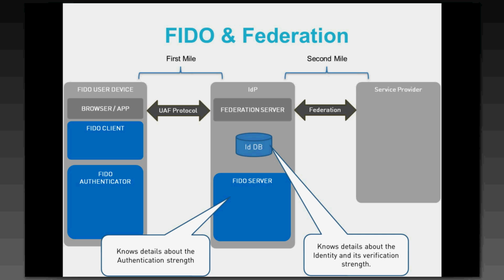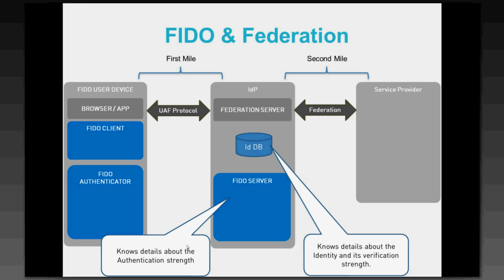So in the end, what federation does, it's the second mile. If you have authenticated to the IDP, the federation server, it can federate your authentication information to the service provider, which essentially reduces the frequency of user authentication to the IDP. Now, if you implement the first mile with FIDO, we can add a lot of value to that information, because now we might use a very strong method to verify the identity. And of course, the IDP knows that verification strength of the identity.